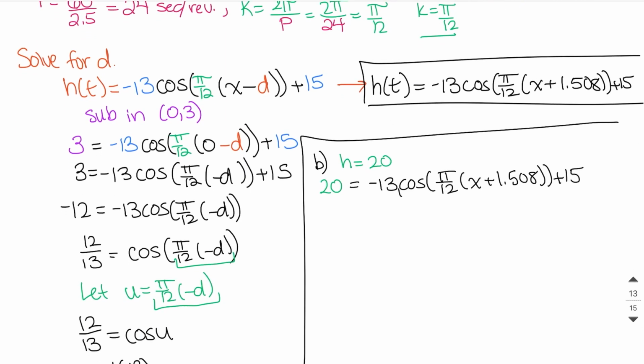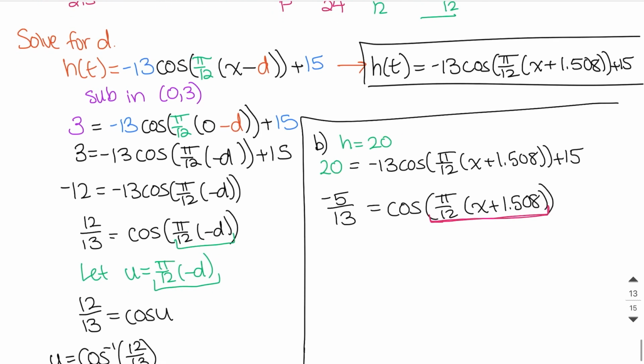So I'm going to isolate the cosine. I'm going to subtract 15 from 20 and I get 5. And then I'm going to divide by negative 13. So I get negative 5 over 13 is equal to the cosine of this really ugly expression right here. Now that I've done that, I want to set this equal to u, but u is already taken. So instead of u, I'm just going to use v. So here we're going to say let v equal pi over 12 times x plus 1.508.